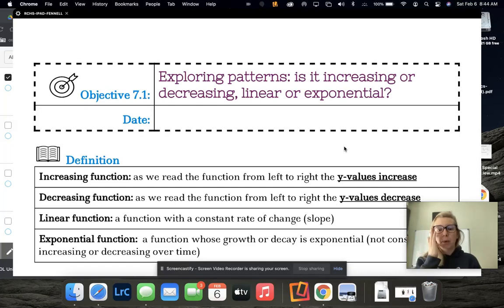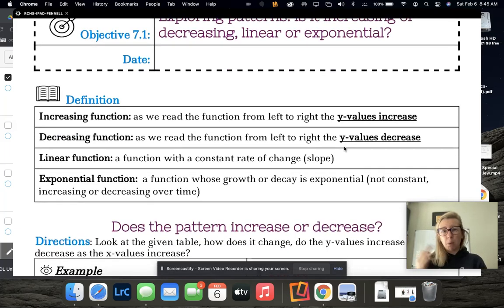Today we are going to be talking about patterns. We're going to look at if the pattern is increasing or decreasing and if it represents a linear or an exponential pattern. So we've been talking about lines a lot, so you should recognize what we're looking for when we're talking about lines, but we're also going to introduce this new type of function called an exponential function. So we're going to look at what these patterns look like. We're really just focusing on patterns this week.